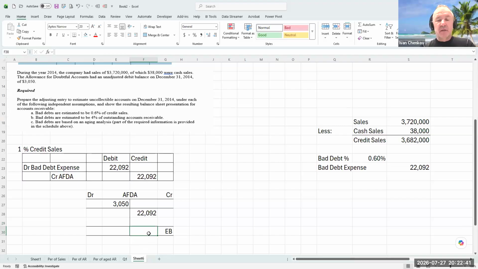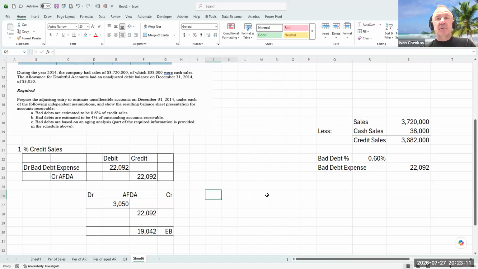So in that case, the ending balance is going to be equal to the debit minus, in this case, credit. No, the opposite: it's going to be the total credit minus the debit. So we're going to end up with $19,042. That will be the ending balance for the allowance for doubtful accounts.